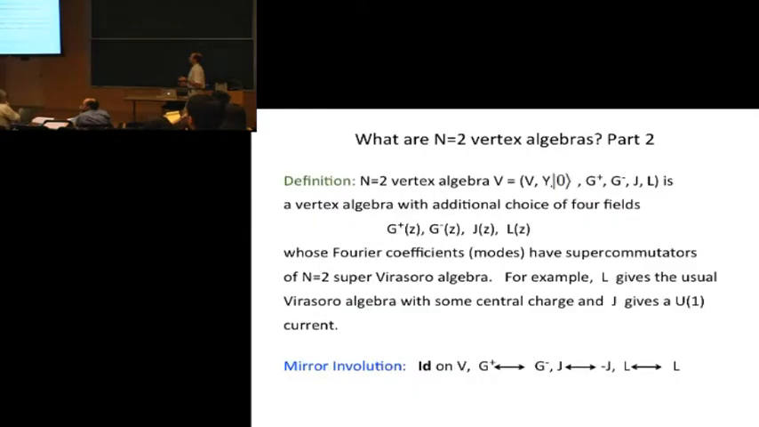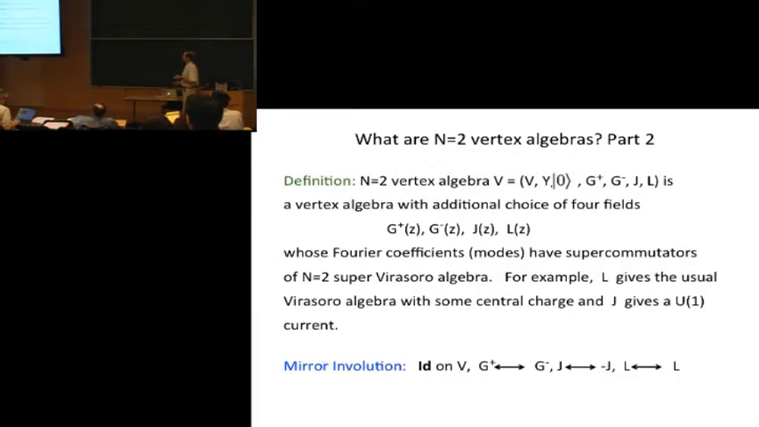Now, since these are vertex algebras, what are N equals 2 vertex algebras? Well, it's a vertex algebra with additional data made out of four fields, G plus, G minus, J, and L, such that if you look at the Fourier coefficients of these fields, the modes in physics terminology, they have very specific supercommutators. So the L's give you a Virasoro algebra, the J's an affine U(1). I didn't want to write it down because it's not really important for me. It's actually not as easy to find it written out; you have to go back to papers around 1990. There it was more commonly written out. Now it's just referred back to. But it's just commutators.